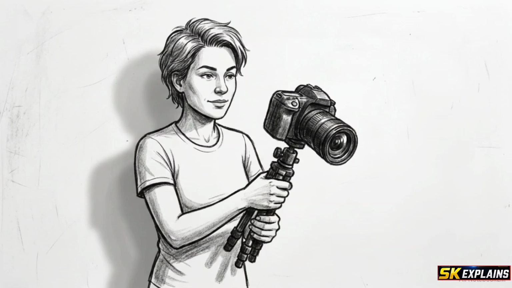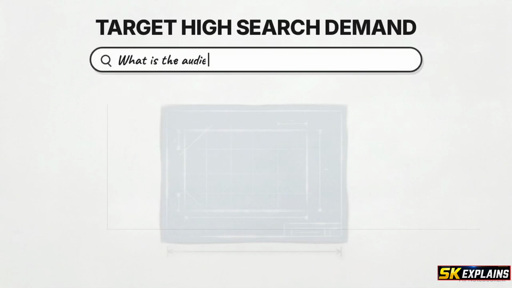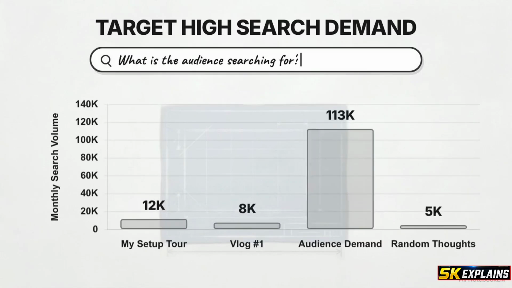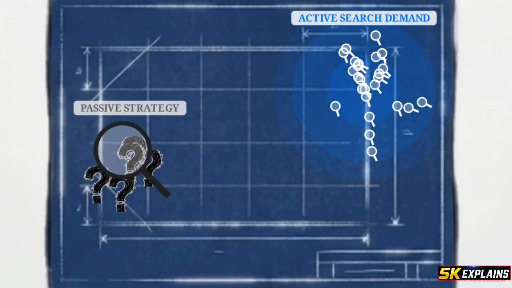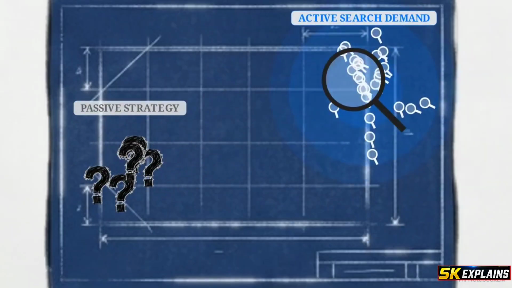Escaping the 0 view trap isn't about working harder. It requires moving away from making videos about yourself and adopting a strategy that puts the audience's existing search habits first. The first step is a pivot in how you reach people. Instead of waiting for an audience to find you, you need to go exactly where they are already looking.